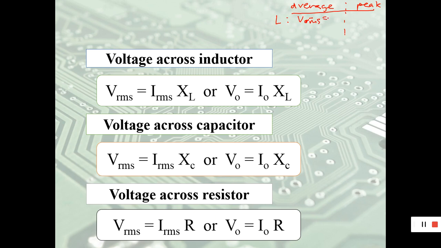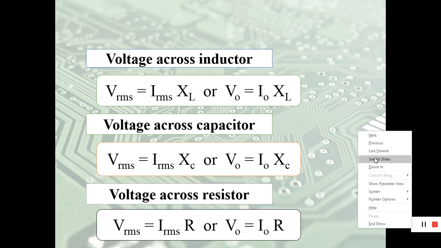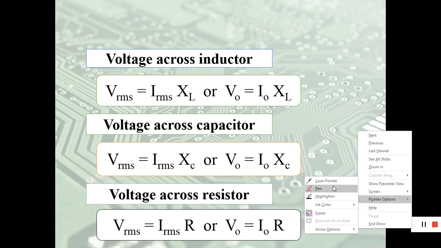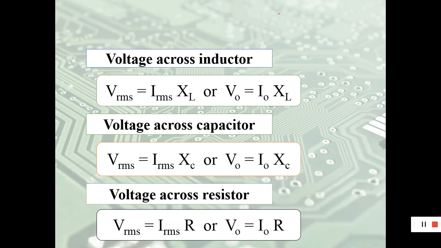equals I RMS times XL. Okay, I will write it again. Okay, and we have two things here. First is about average.